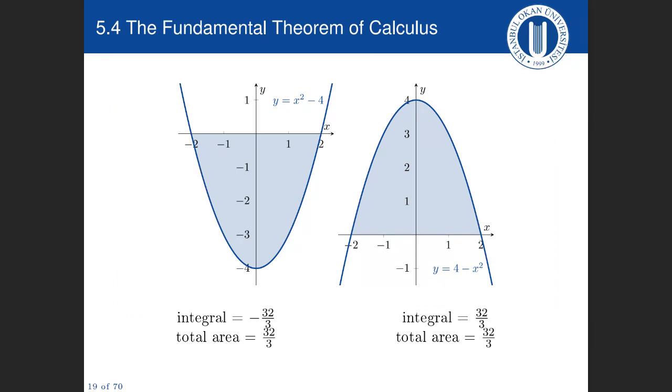The blue region shaded in blue, that's the integral of that, is minus 32 over 3 because it's below the x-axis. But if we say that all area should be positive area, we get total area is plus 32 over 3. On the right-hand side, the second function, g, the integral is 32 over 3, and the total area is also 32 over 3.